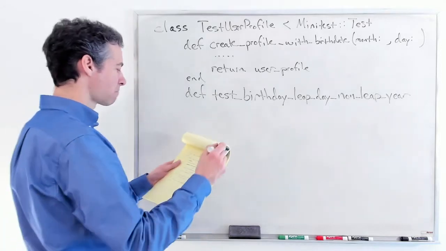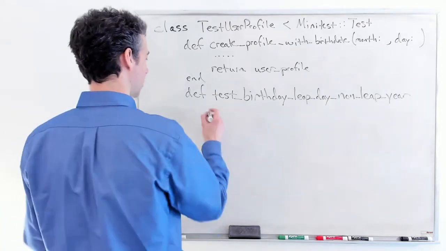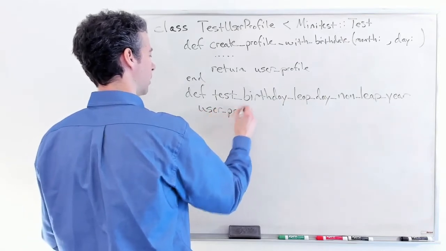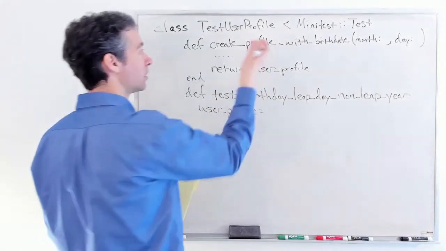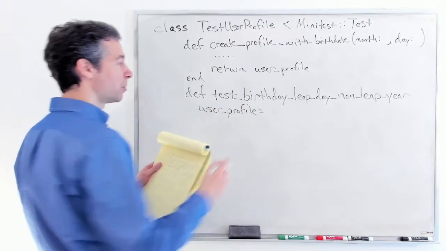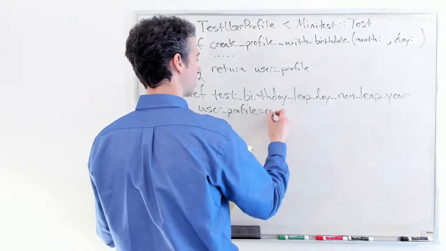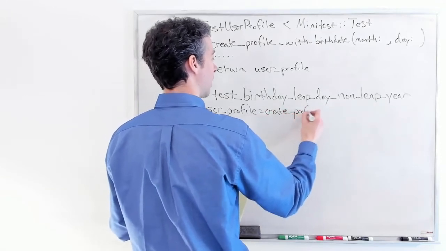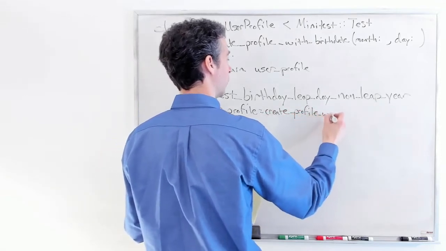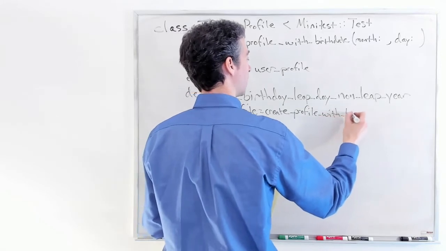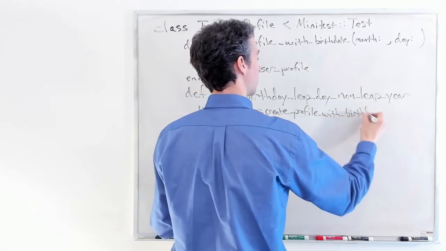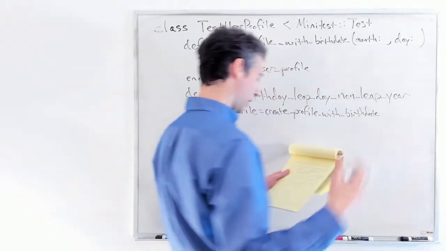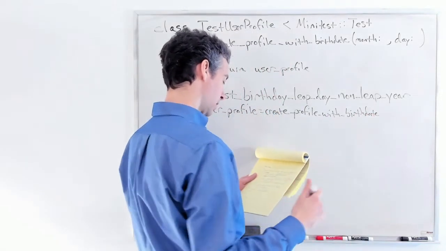This is just one. And so I come into here and I go ahead and, yeah, I want my user profile. Hey, it's really handy. I created a helper method. So I'm just going to go ahead and call my helper method, the create profile with birth date. And as I write this, I wonder, why did I make it such a long name? But we like long names. They're nice. They can read nicely.